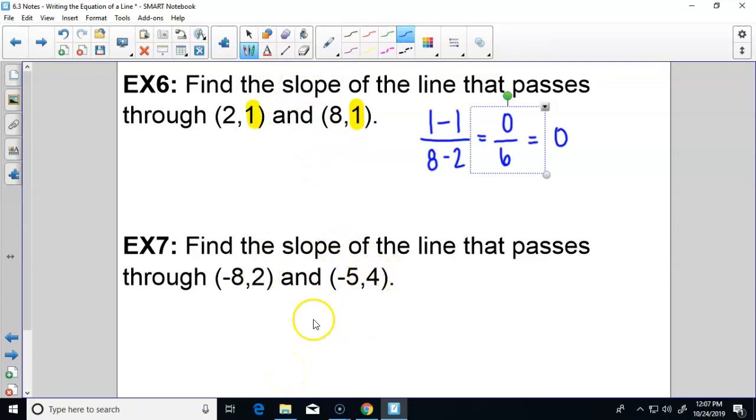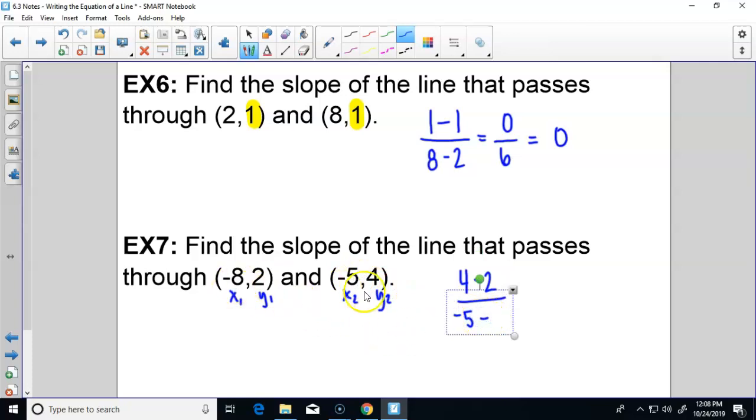For example 7, we're supposed to find the slope of the line that passes through negative 8, 2 and negative 5, 4. So here you have your y's you have to subtract. I'll do this is the first one, this is the second one. So 4 minus 2 over negative 5 minus negative 8. Make sure here you've got that negative 8 there. The minus and the negative 8 both have to be there.